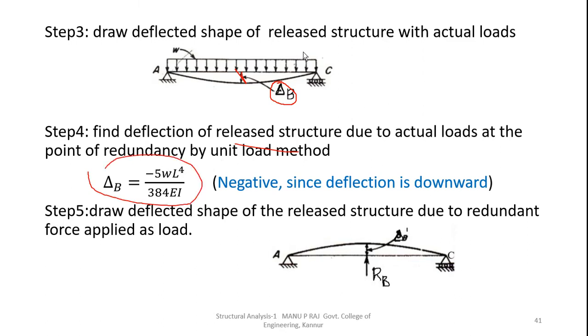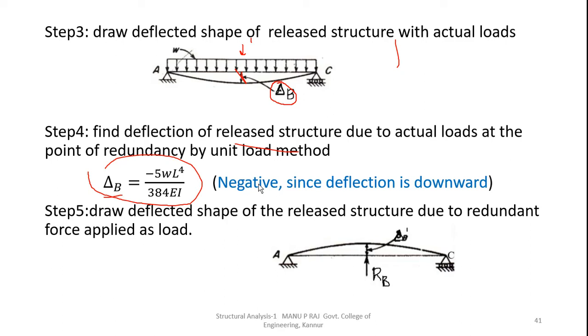Unit load method means you will apply a unit load at the point B. We will apply only this load. There won't be any external loads. Then using the relation integral m M dx by EI, we'll get the value minus 5 WL raised to 4 by 384 EI as the capital delta B. The negative sign indicates that the deflection is in the downward direction.